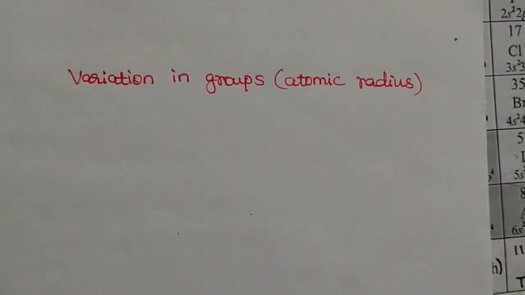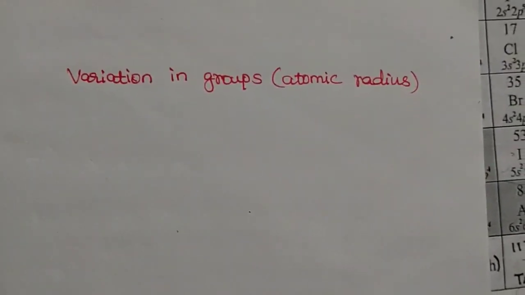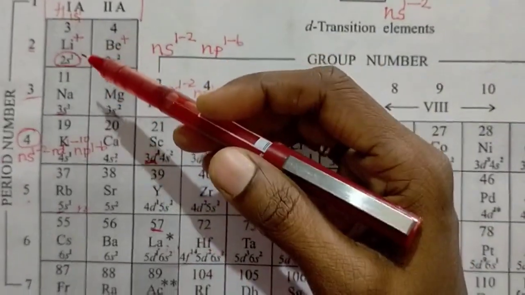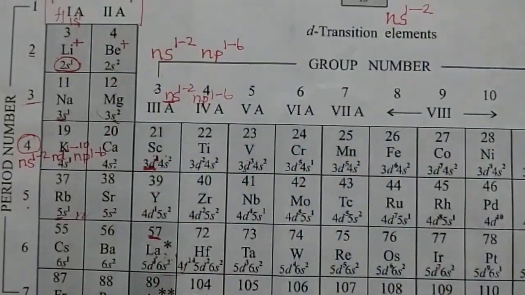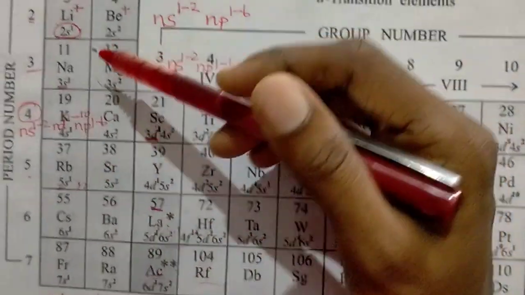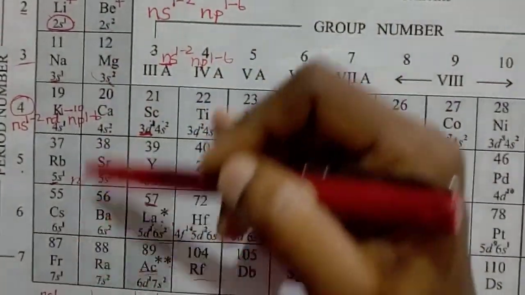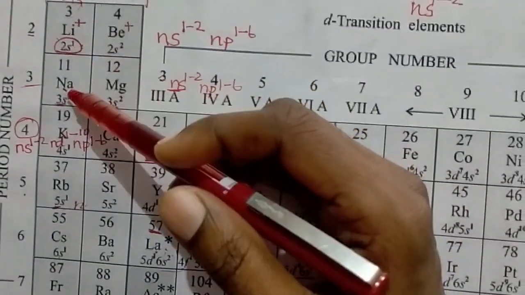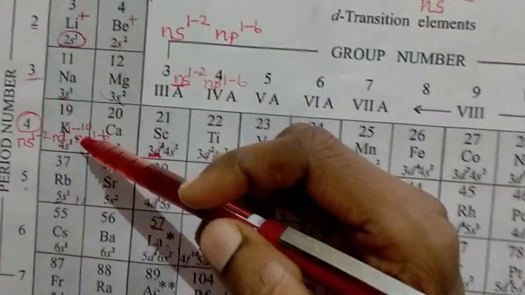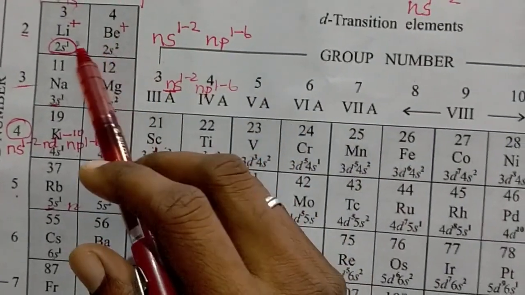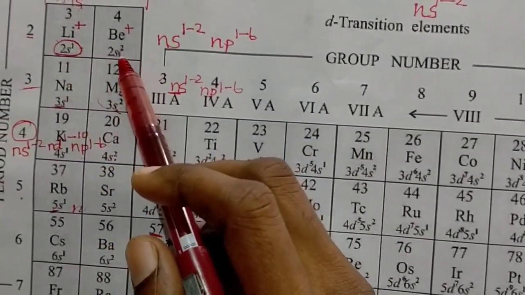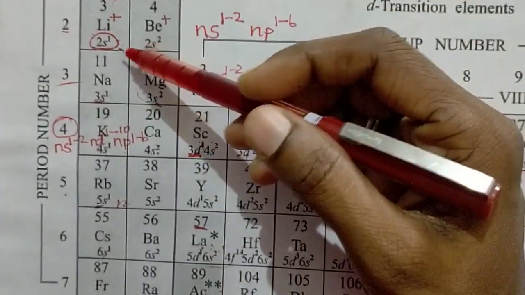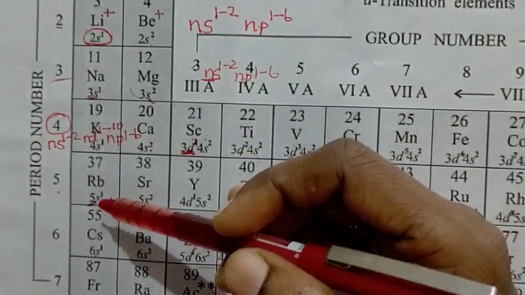Come from top to bottom. You can see this: if you move from up to down, the electrons present in those elements are filled in different orbitals or different shells. Here you can see that in a period, electrons are filled in the same shell, but in groups they are filled in different shells.